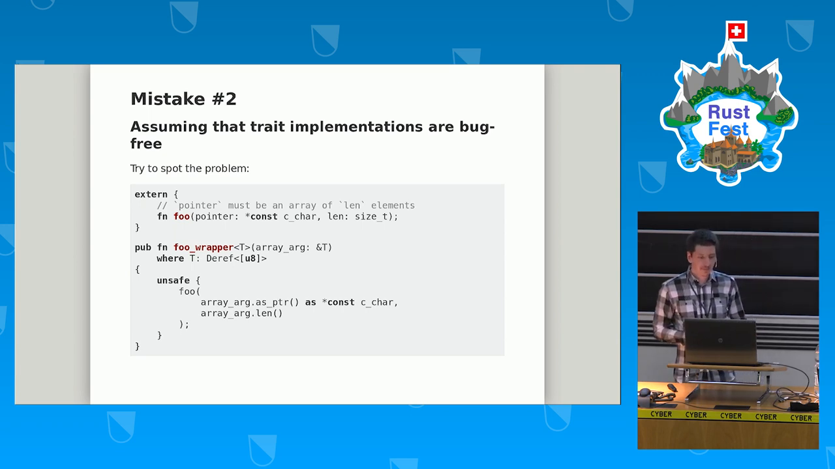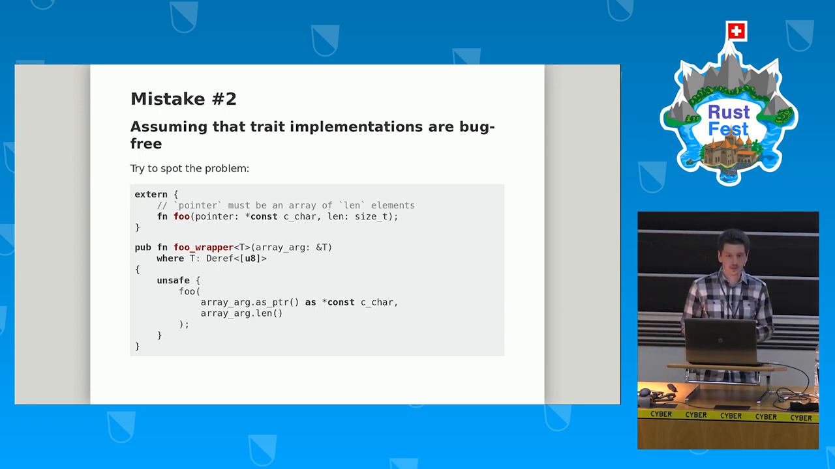Mistake number two, assuming that trait implementations are bug-free. And this one is really tricky. So we're going to try to spot the problem again. So the C API that you're trying to wrap around here, again in an extern block, it's very simple.